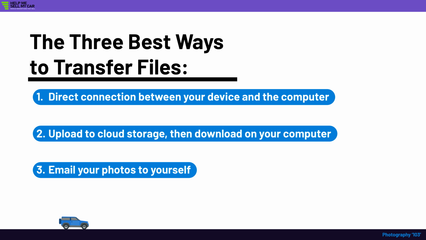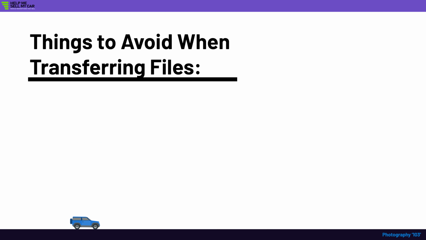Which of these works best for you will depend on your device, your preferences, and how many photos you took. In general, we would say emailing your photos is the easiest way to transfer regardless of what device you have, while a direct connection offers the most control. The cloud storage option offers a nice middle ground of convenience and ease of use if you have the ability to use one.